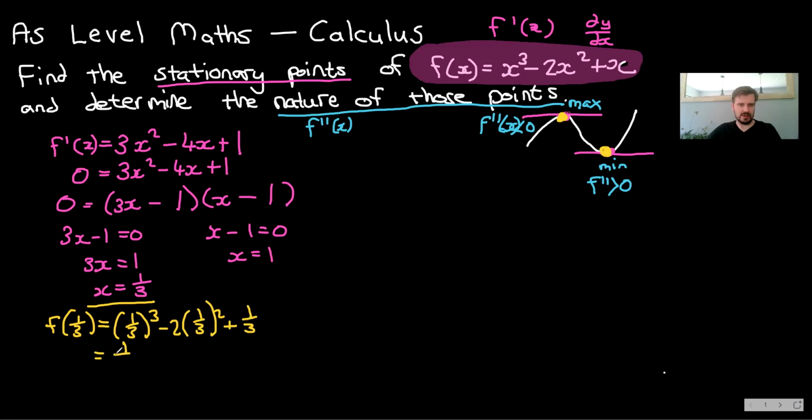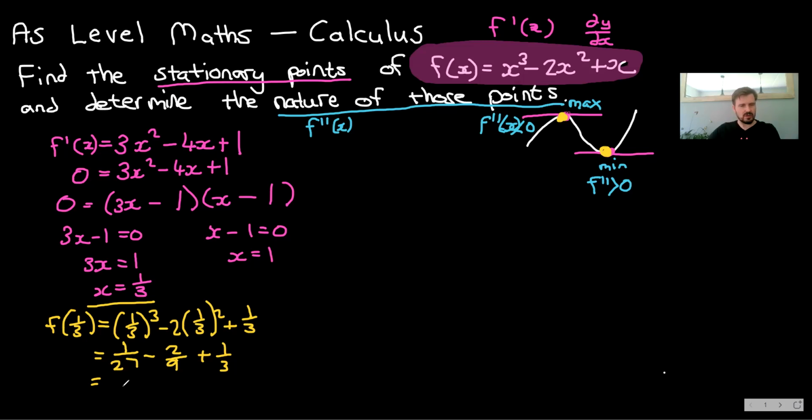Okay, so we get 1 over 27. Yeah, you can put this in your calculator. 2 times 1 over 9, 2/9 plus a third. Okay, now we're going back to GCSE maths, and maybe even before then, when we learned how to add fractions.